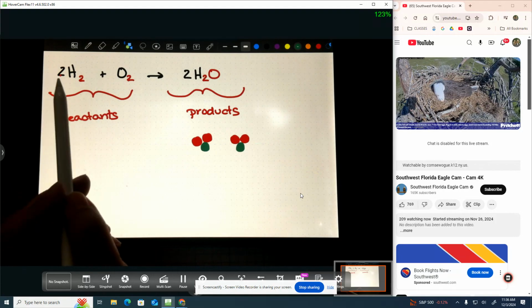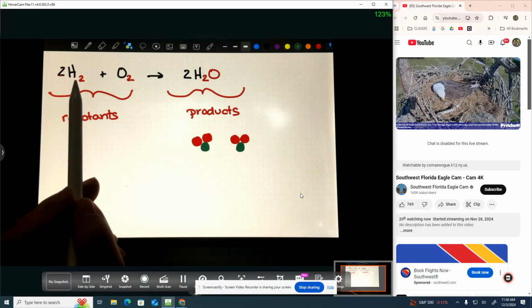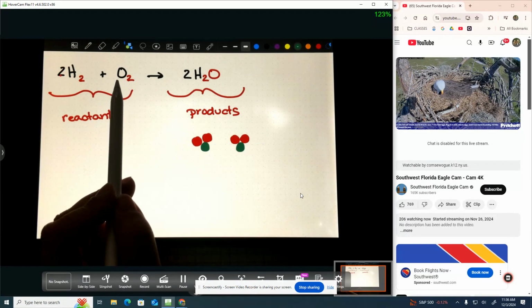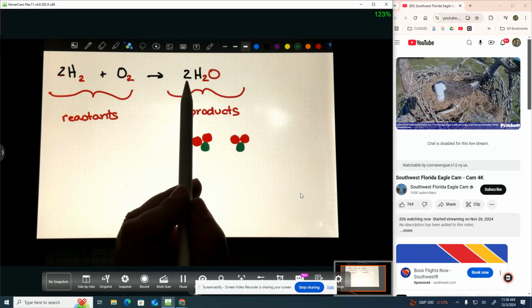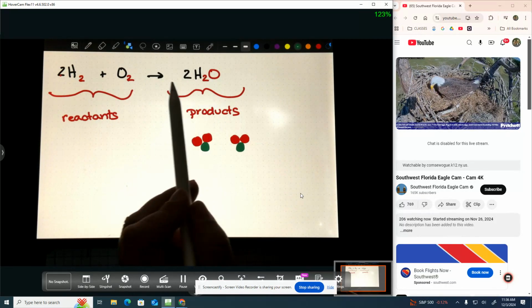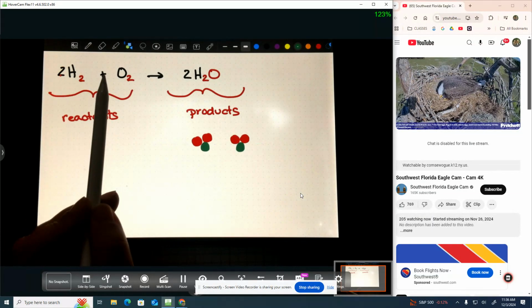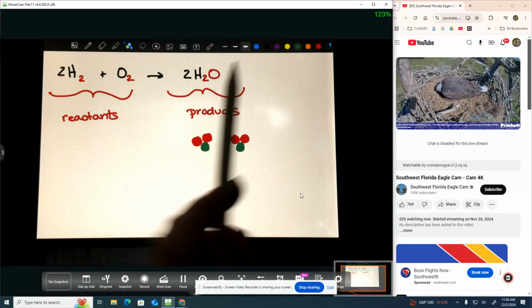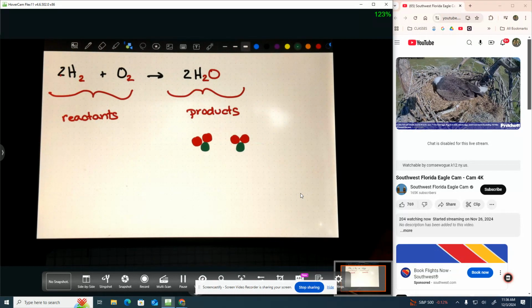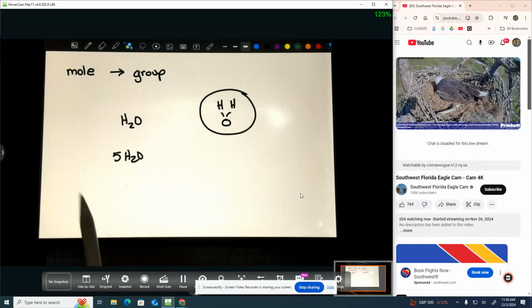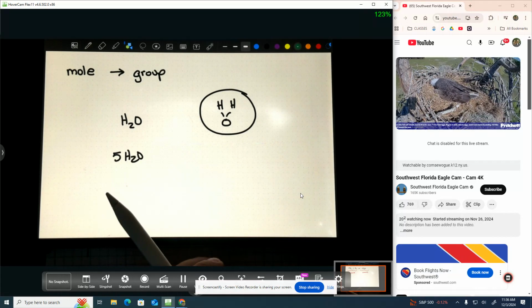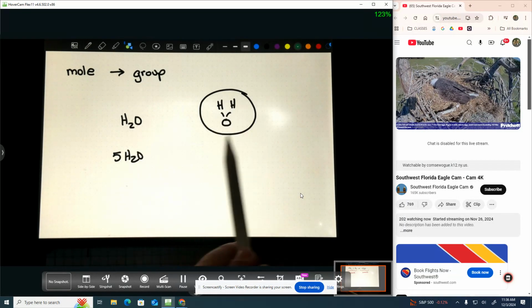So, 2 moles of hydrogen and 1 mole of oxygen will produce 2 waters, 2 moles of water. If you want to say it in groups, you can say 2 groups of hydrogen and 1 group of oxygen will produce 2 groups of H2O. Got it? All right. Now, back to moles. How big is a mole? How big is this group? When we write it down like this, it looks like it's just one thing in that group.